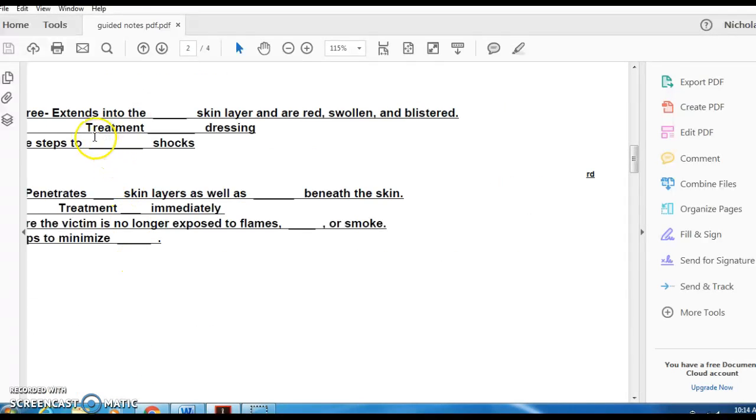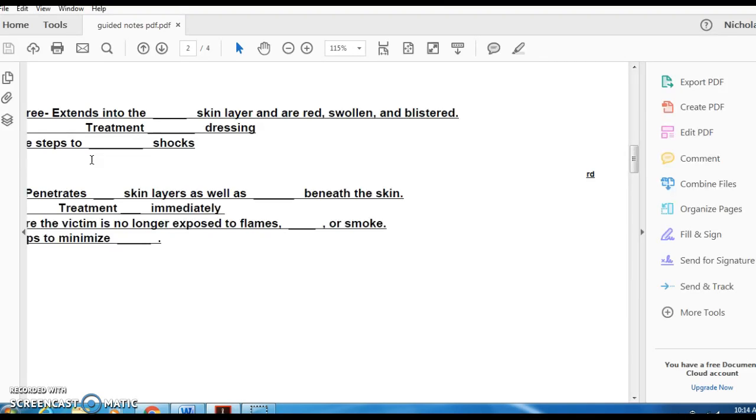Next up is second degree here, and this extends into the inner skin layer, and the skin layer is going to be red, swollen. There may be blistering as well that can occur. Treatments for second degree, it's more serious than first degree. We're going to want to seek medical attention. Cool the burn with cool water. Apply a sterile dressing, and take steps to minimize shock.